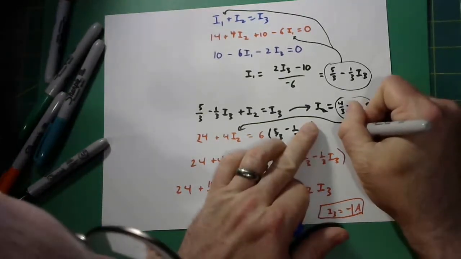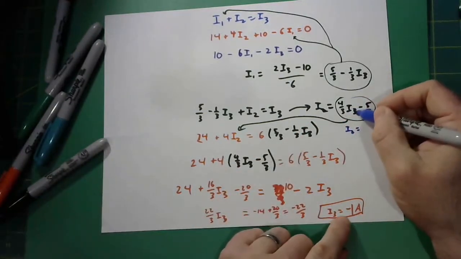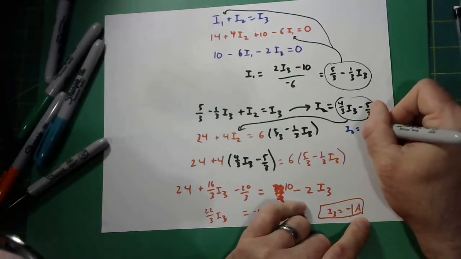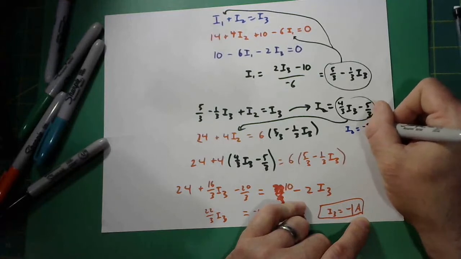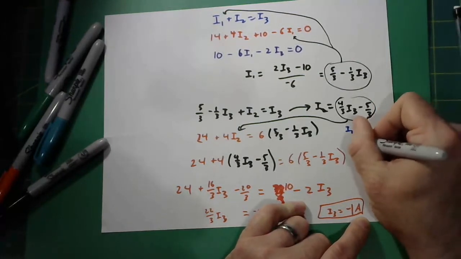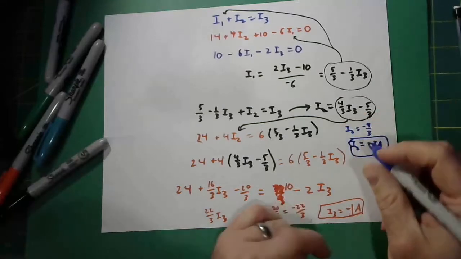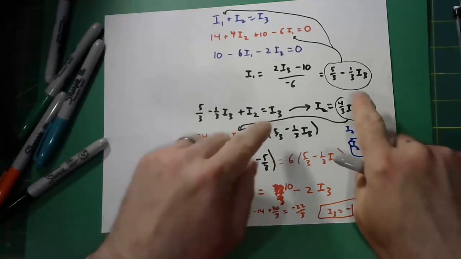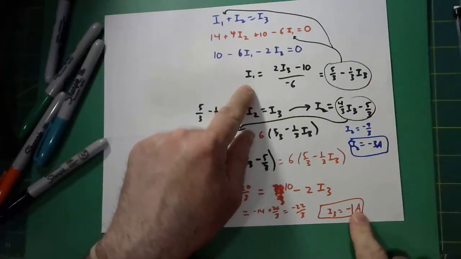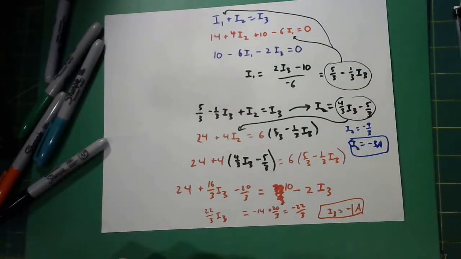I2 is 4/3 times negative 1. That's a minus 4/3 minus 5/3. That's going to be minus 9/3. You know what minus 9/3 is? That's just minus 3 amps for I2. And now I can go to another equation. Here's an equation I wrote for I1 that only has one variable in it, I3. And I3, we figured out, was negative 1 amp. So what's I1 going to be?